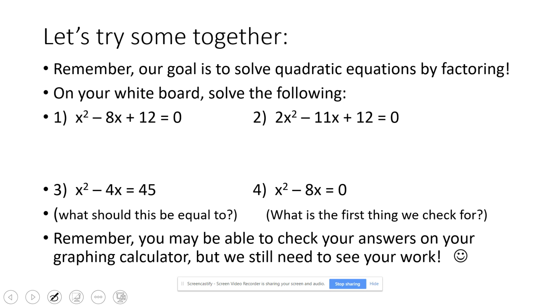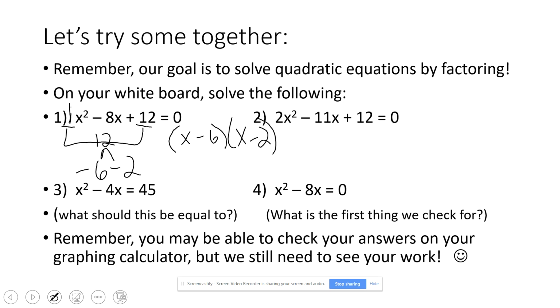Example 1. I'm going to factor. Start by checking, is there a greatest common factor between 1, -8, and 12? And no, there's not. So 1 times 12 is 12. The factors of positive 12 that add to -8 are -6 and -2. So you're going to use your most favorite factoring method. And we get x minus 6 and x minus 2 for our factors.